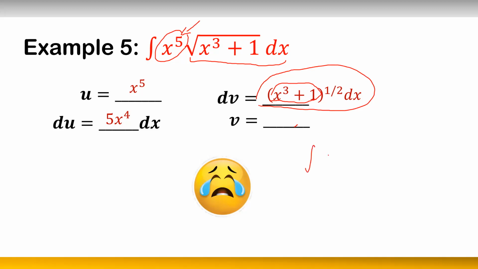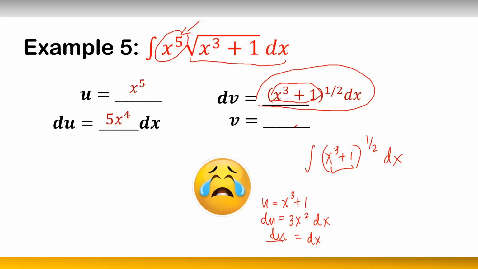Kasi imagine natin, again. Ganyan siya, di ba? Kunwari, ile-let u mo to si x cubed plus 1. Yung du niya is 3x squared dx. So, yung dx is du over 3x squared. Hindi naman to constant na pwede nating ilabas sa integral. So, this will become u to the 1/2 tapos du over 3x squared. We don't have a way of getting rid of this kasi wala tayong x squared na expression sa loob ng ating integral. Okay? So, ayun.